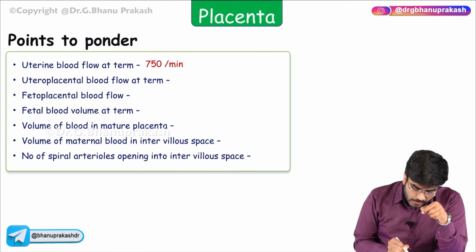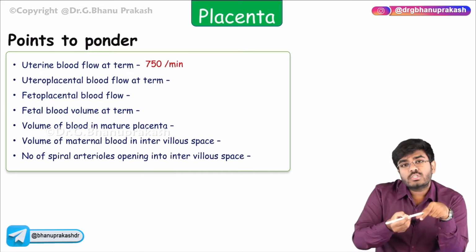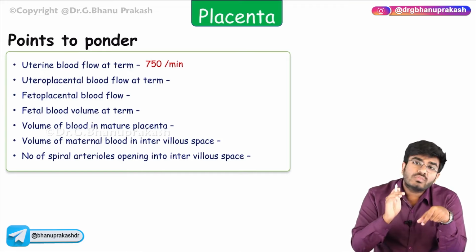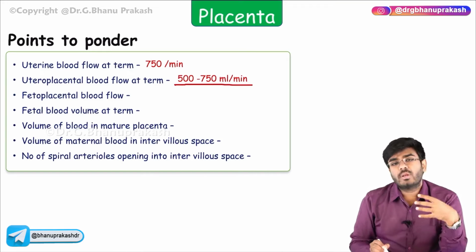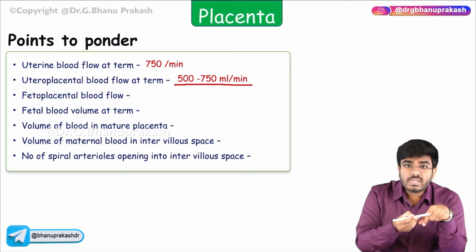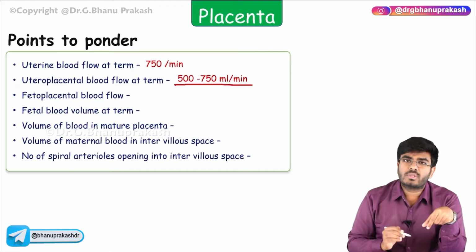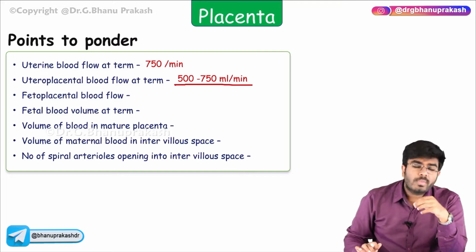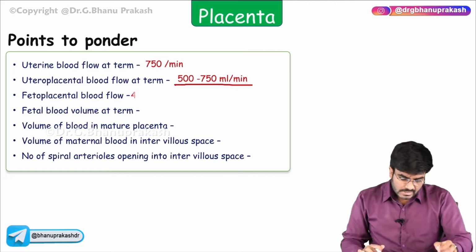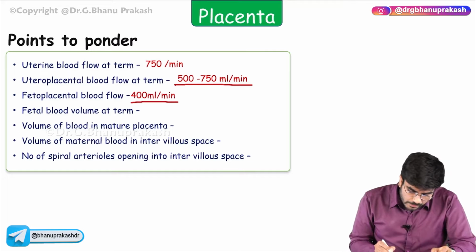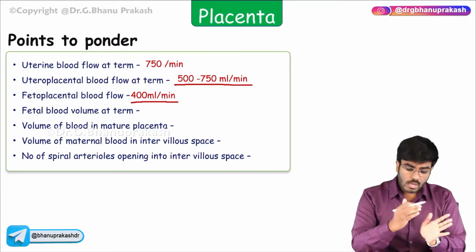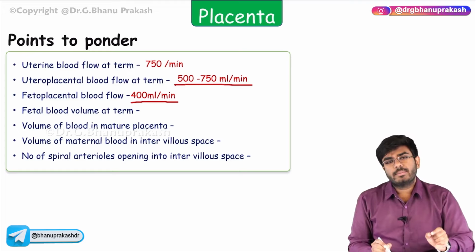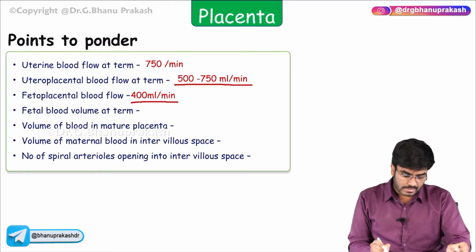Now, uteroplacental blood flow at term. So, uterus to placenta, how much is coming? Almost 500 to 750 ml of blood will be coming from the uterus to the placenta. Most of the blood will be coming to the placenta itself. Now, fetoplacental blood flow at term. See, it is 400 ml per minute. Fetus to the placenta: the fetus is sending almost 400 ml of blood per minute to the placenta.